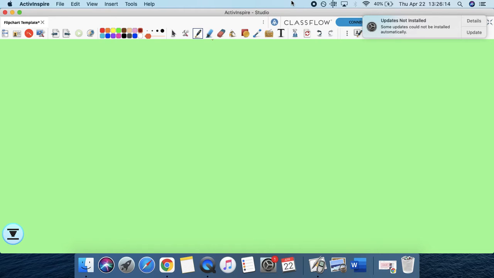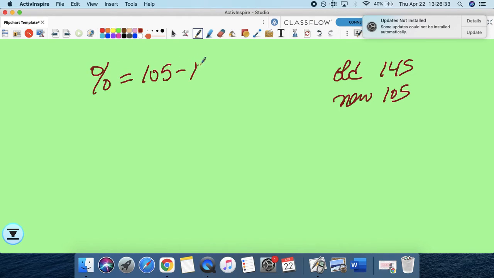Another percent of change question, number 10. Un par de tenis, el precio viejo, the old price was $145. The new price is $105. ¿Cuál fue el descuento? How much discount? So we're going to go new minus old dividido por el old. So we get 105 minus 145 is negative 40 over 145.